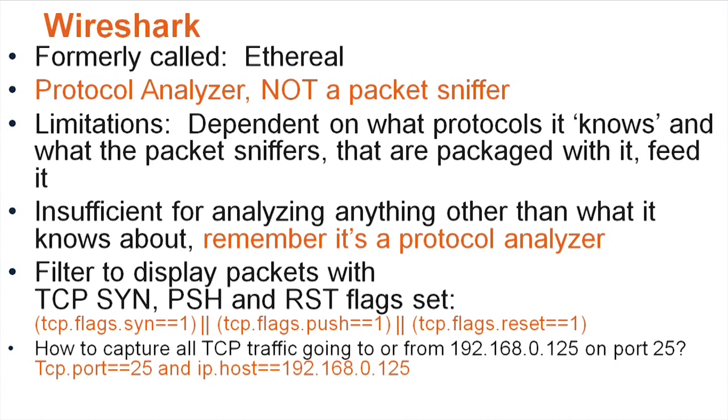So how would you capture all TCP traffic going to or from 192.168.0.125 on port 25? That's a test question, which is actually a lie because it can't show you every packet, because we just talked about the limits. But it will show you the ones that it understands. It'll also show you some that it may not understand, but not everything that was logged. There could be more in the log that you're not seeing, and there could be a lot more that was never logged in the first place from the packet capture utility that was packaged with the protocol analyzer of Wireshark. So tcp.port equals 25 and ip.host equals 192.168.0.125.